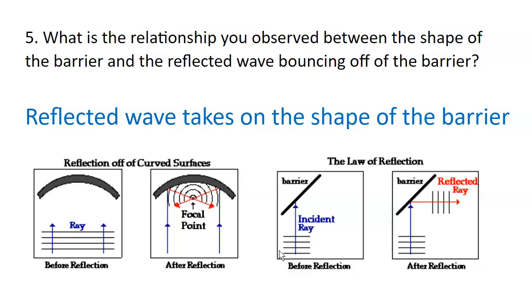What is the relationship you observe between the shape of the barrier and the reflected wave bouncing off the barrier? Well, the reflected wave takes on the shape of the barrier. Let's look at these examples. This is a concave barrier, so when the wave comes in and strikes it, the reflected waves take on that shape. They become concave. In this situation, this is a flat surface or flat barrier, so when the waves come in, they strike it and they leave also flat. So the reflected waves take on the shape of the barrier.